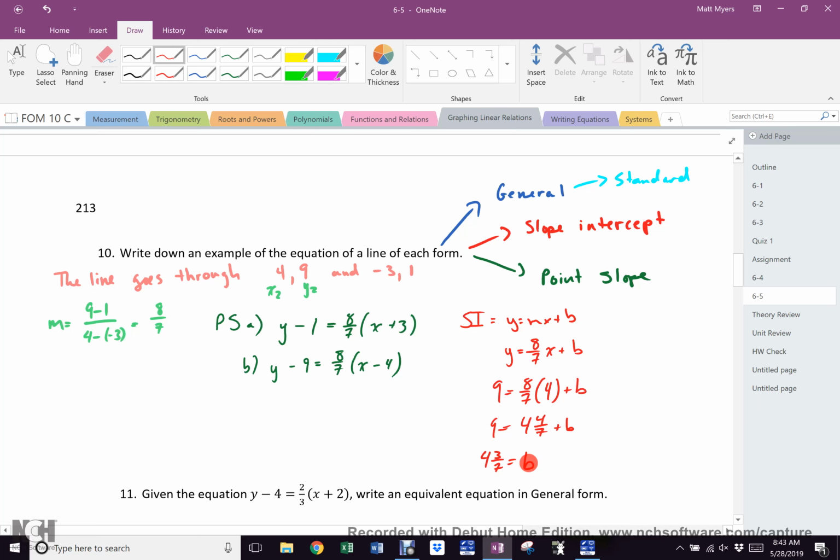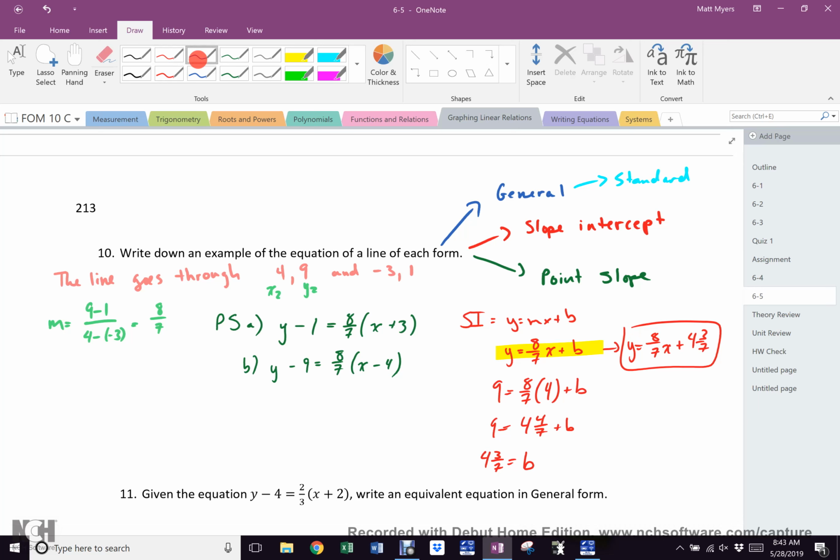So now, if that's B, what's slope-intercept form? 8 over 7x, then what's going right here for B? Right, Y equals 8 sevenths x plus 4 and 3 sevenths. There's my slope-intercept form. Yeah? Everyone agree? What's the only form left?